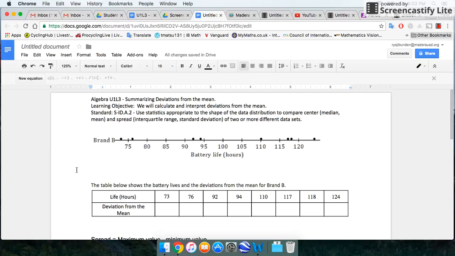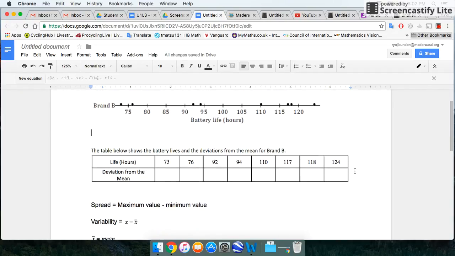Okay, this is just a continuation of what we were talking about yesterday. I noticed that some of you were confused, so I just wanted to go over it a little bit more. Okay, so if we look at this, this is the battery life in hours for brand B.